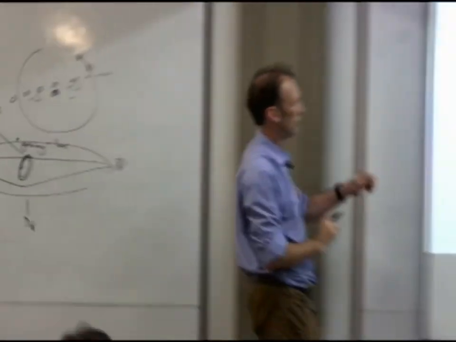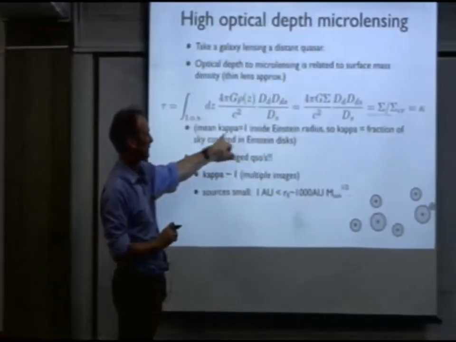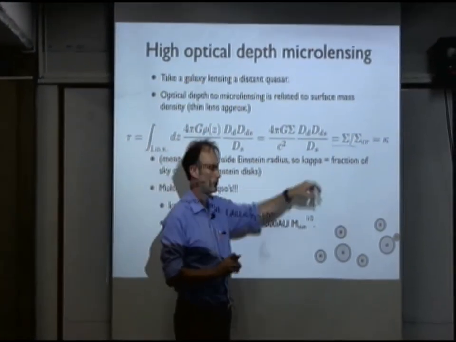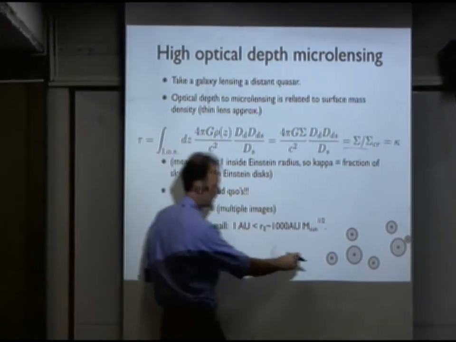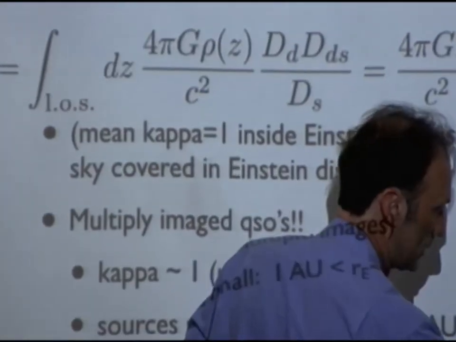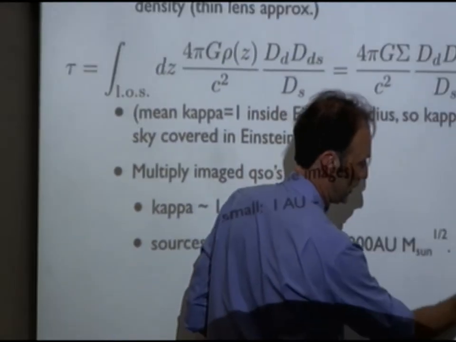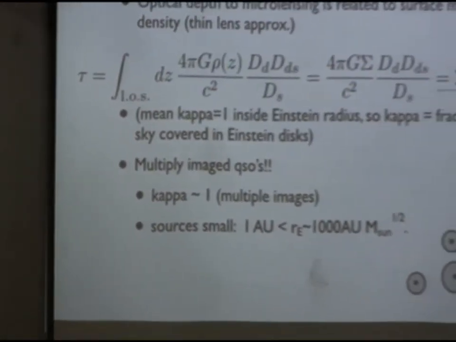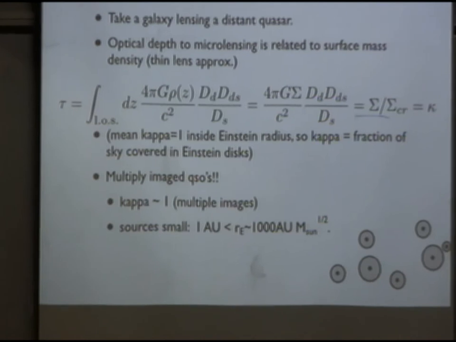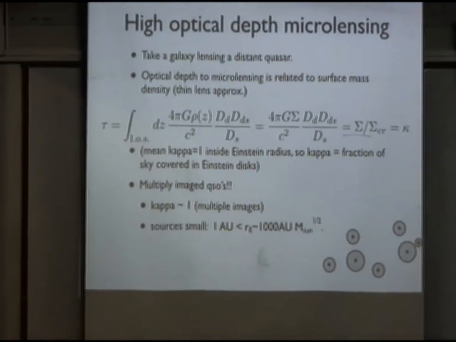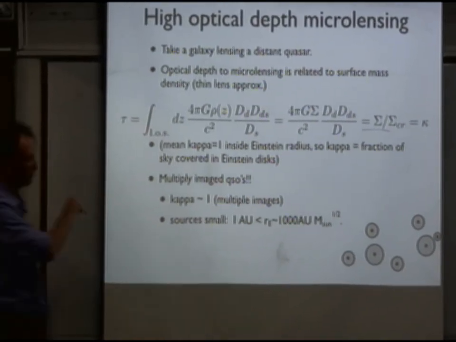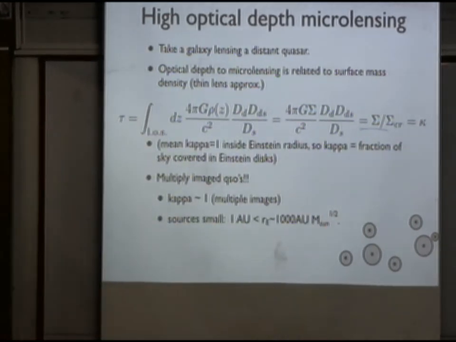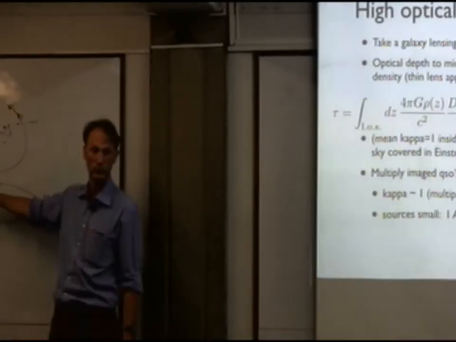And this is kind of obvious because the mean kappa is 1 inside the Einstein radius, and so kappa tells you the fraction of the sky. If you imagine covering the sky with little Einstein circles, then tau tells you the fraction of the sky that you cover. And so this is going to cause lots of multiple imaging of quasars. The single image of the quasar, because of microlensing, is very often going to break up into multiple images.